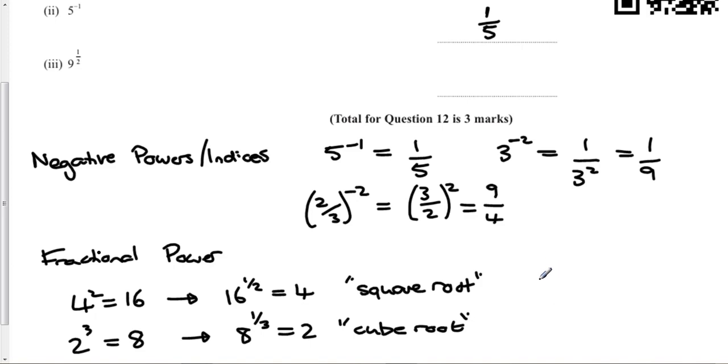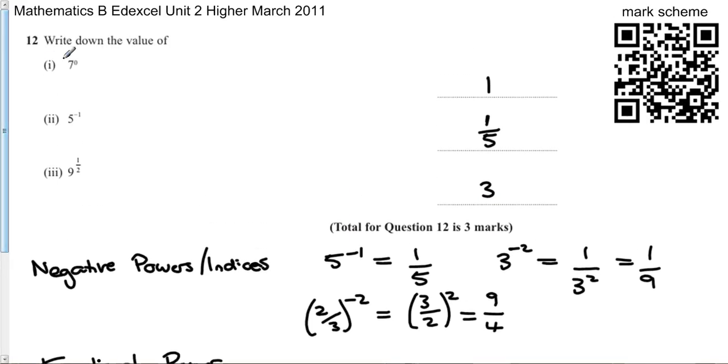Now, if we had something like 3/5, and we wanted to find that to the power -1/2, just to be complicated, then that's the same as, the negative would turn it upside down, and the power half would mean we square root everything. So going back to this one, 9 to the power half, well, that's square root, which would be 3. Hope that helps.